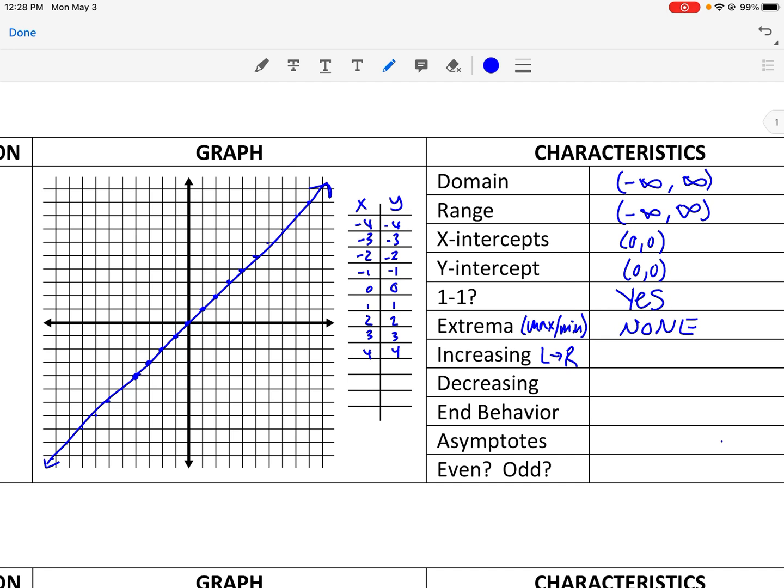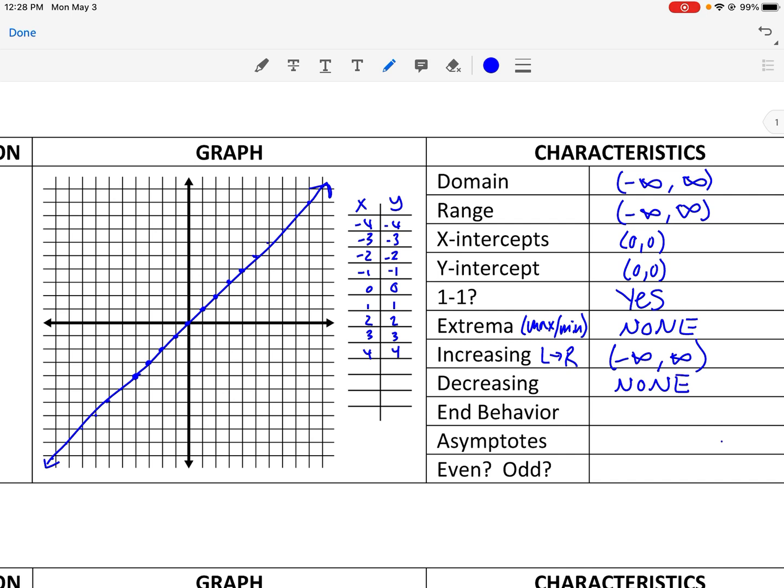And this function never decreases. So it starts increasing, and decreasing, we're only looking at x values here. It starts increasing at -infinity because it is always increasing. And then it continues increasing forever. So it increases forever from -infinity to positive infinity. That means it never decreases. So decreasing, there's none, not applicable, whatever you want to write.